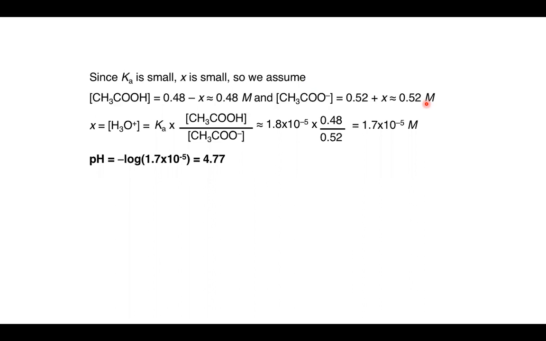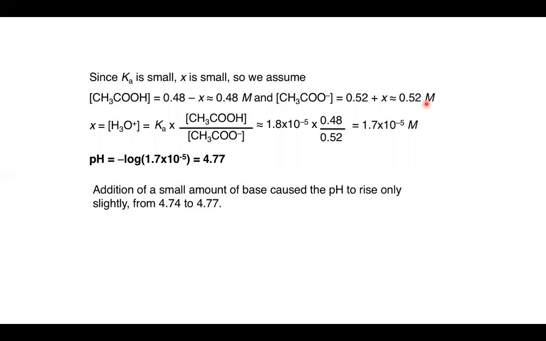And so the pH is going to be equal to minus log to the base 10 of 1.7 times 10 to the minus 5. And so that will be equal to 4.77. So a very marginally slightly higher pH. And so addition of a small amount of base caused the pH to rise only slightly from 4.74 to 4.77.